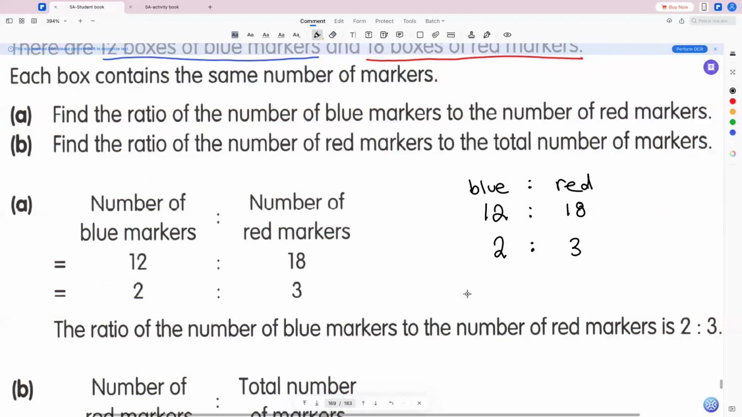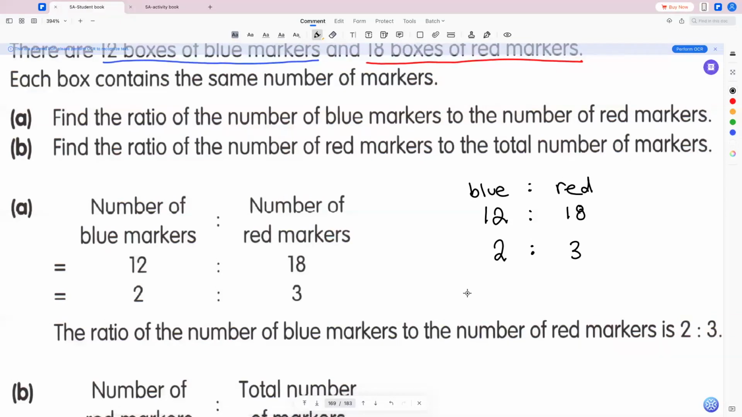Now, B is asking us for the ratio of the number of red markers to the total number of markers. Okay, so give that a try. Go ahead and write that down. So again, you're just taking 2 pieces of information. We already know how many red markers there are, right? But you kind of need to do a little bit of addition to find the total number of markers. Okay, we'll give you a second to do that.